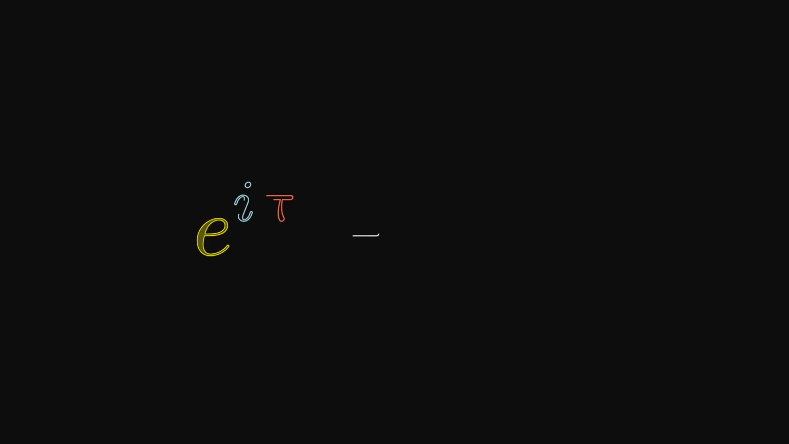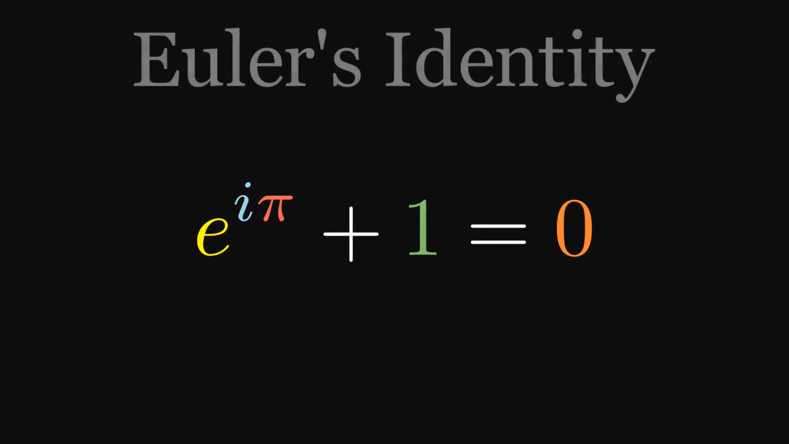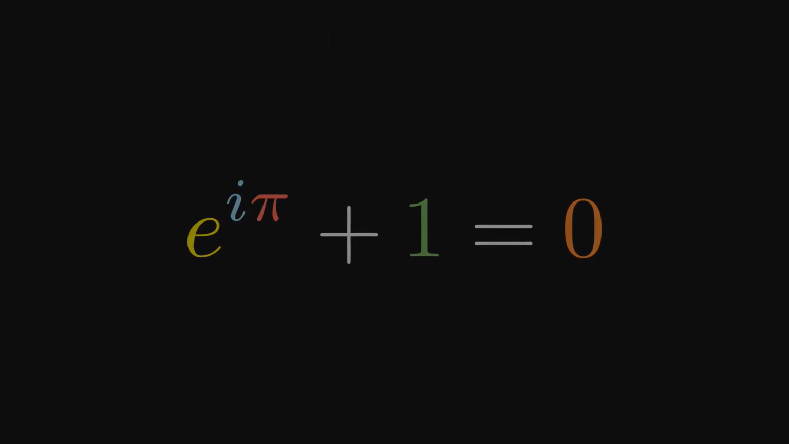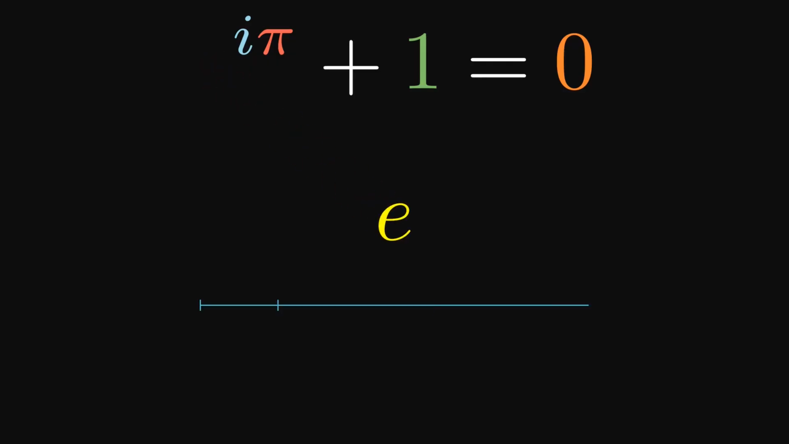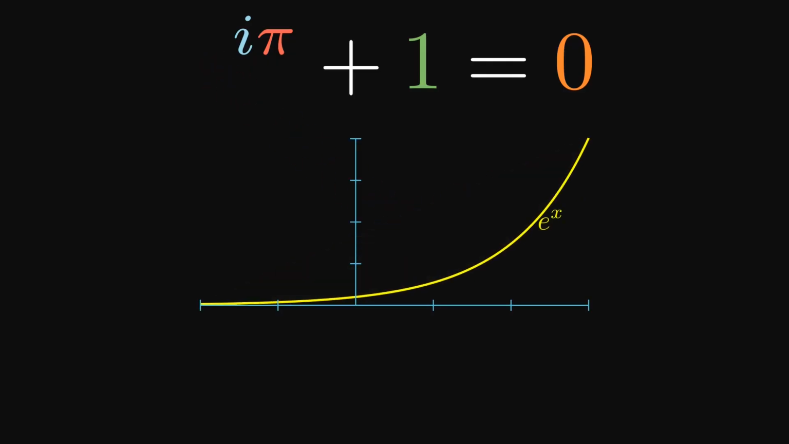Today we are going to understand a very important mathematical identity, Euler's identity. This is Euler's identity. Let's now dive more into this identity. E for exponential. This is how an exponential function's graph looks like.